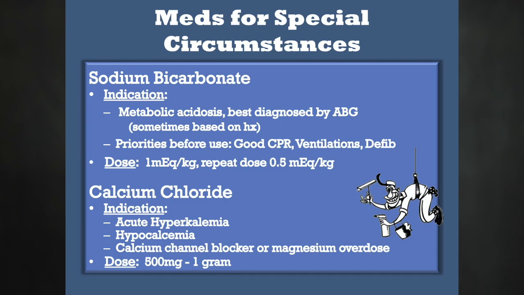The last drug that we'll talk about in this section is going to be calcium chloride. Calcium chloride, again, is not regularly used anymore. It's indicated with patients who are hyperkalemic, which could be the renal failure patient or the dialysis patient who has not been dialyzed, hypocalcemia, or an overdose of either magnesium sulfate or calcium channel blocker. The dose is between 500 milligrams and 1 gram, which is what the ampule generally carries.